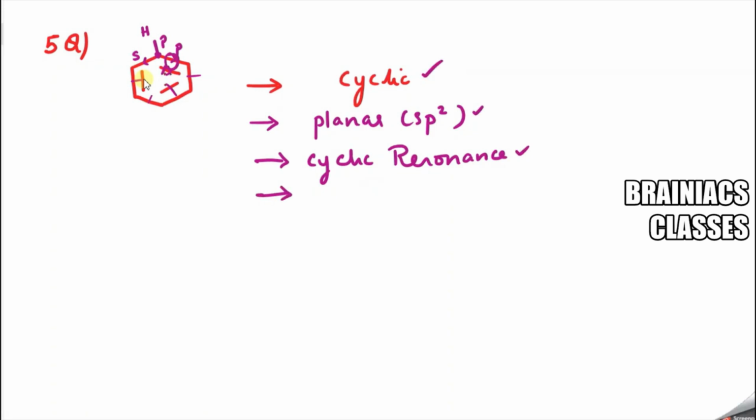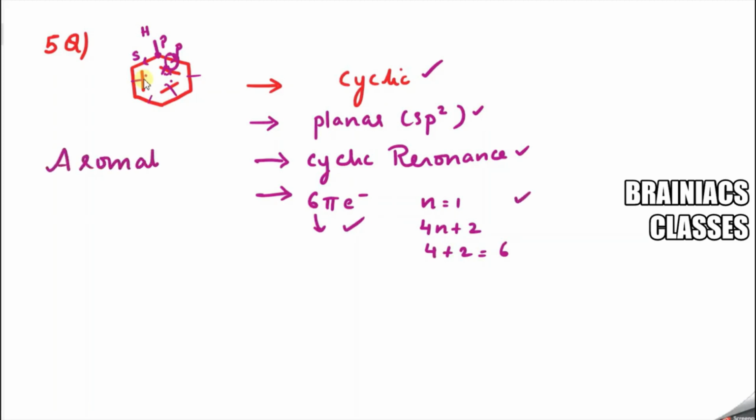2, 4, 6. So totally 6 pi electrons are there. I know 6 is a number that is part of Huckel's 4n plus 2 pi electron rule. When n is equal to 1, that will be 4n plus 2, so this will become 4 plus 2, 6. So that means it is following Huckel's rule, so that means the compound is aromatic. Understood? So this is how we check.